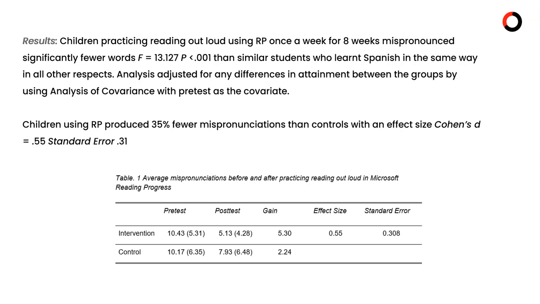Analysis looked for any difference in attainment between the groups using analysis of covariance with the pre-test as covariate. And what we found is children using Reading Progress produced 35% fewer mispronunciations than the control, and it had an effect size of 0.55. So Reading Progress for this trial that we ran showed that it did reduce the mispronunciations compared to the control students.